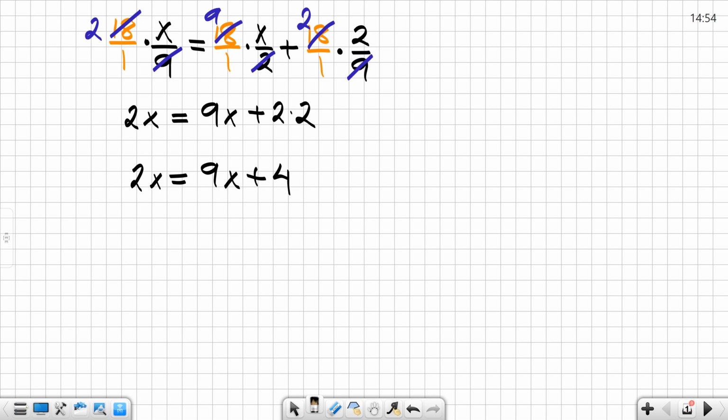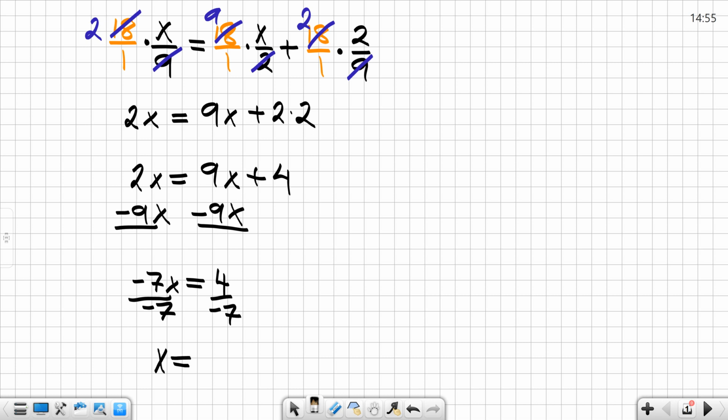Now I proceed as with all linear equations in one variable. I am moving my variable parts to one side. In other words, I subtract 9x from both sides. 2x minus 9x is negative 7x. On the right side, the x's go away, and it is equal to 4. Now all that is left to do is to divide both sides by negative 7, and I see that x is equal to negative 4/7.